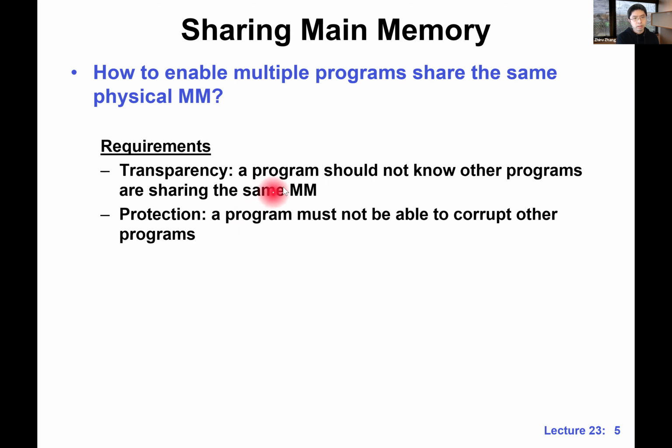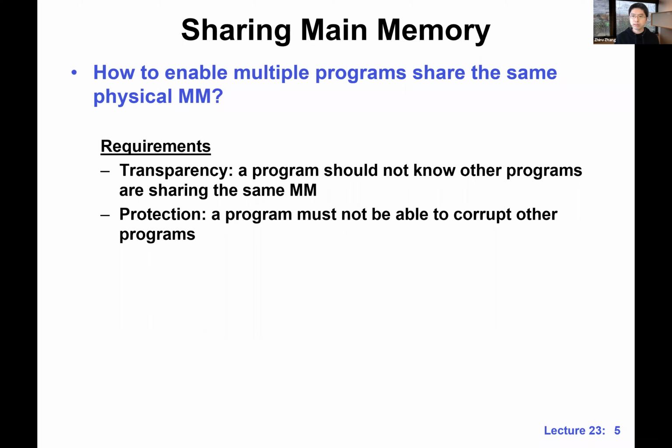First, for any given program running inside our computer, it's not supposed to know what other programs are being run at the same time. They're sharing the same main memory, the same physical memory. Does it make sense? I hope this is intuitive. First of all, you do want this transparency. A program should function independently from other programs.